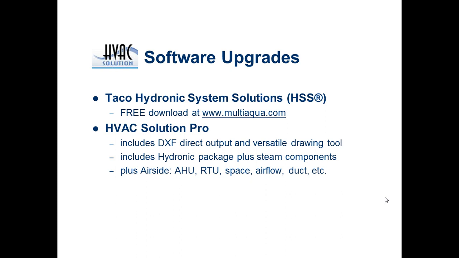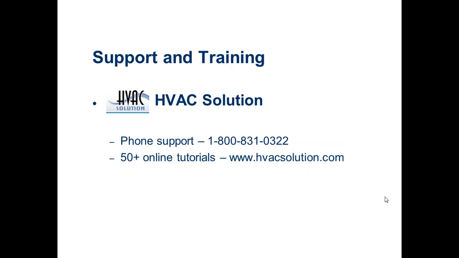All the Hydronic stuff is included in the free version, but if you want to do steam, then you would have to upgrade to Pro. And if you want to do anything on the air side, you'd have to upgrade to Pro. But if you're just doing chillers, boilers, condenser systems, fan coils, geothermal heat pump loops, things like that, then you don't need anything other than the free version. So hopefully that helps that.